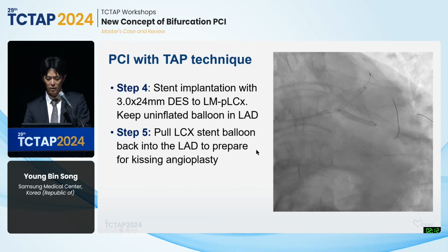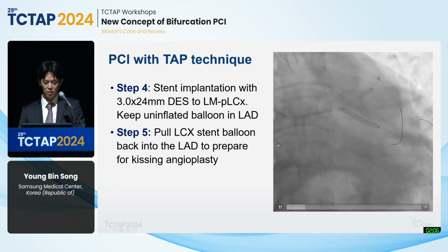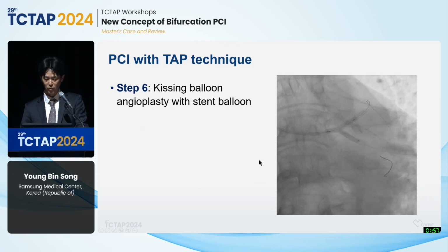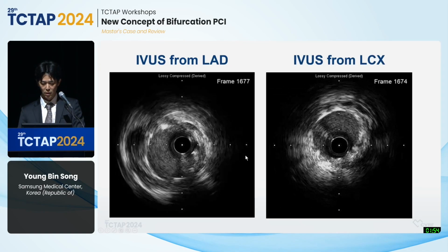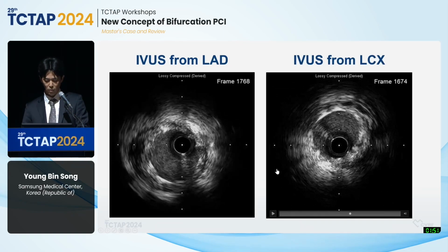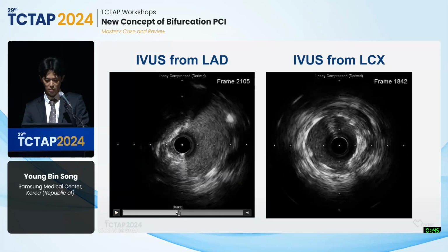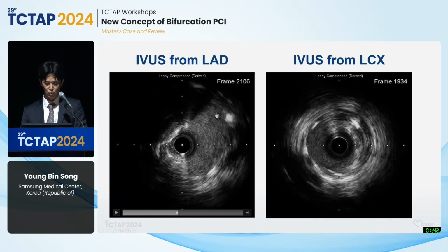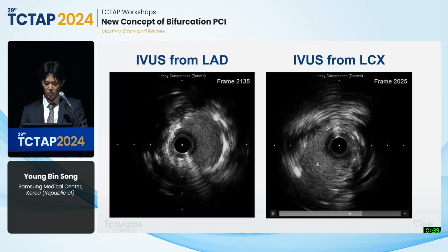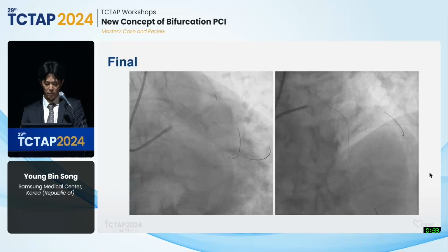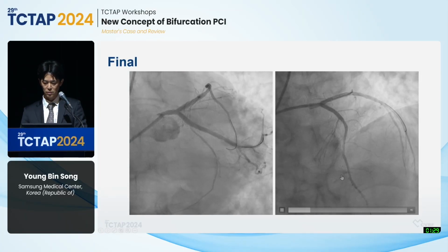Then a 3.0 by 24 millimeter DES was implanted at left main to proximal circumflex while keeping uninflated balloon in LAD. Then kissing balloon angioplasty was performed with a stent balloon. Then we performed the IVUS. So as you can see here, there's a very minimal stent protrusion into the main vessel, and the stents were well expanded and well apposed. So this is the final result.